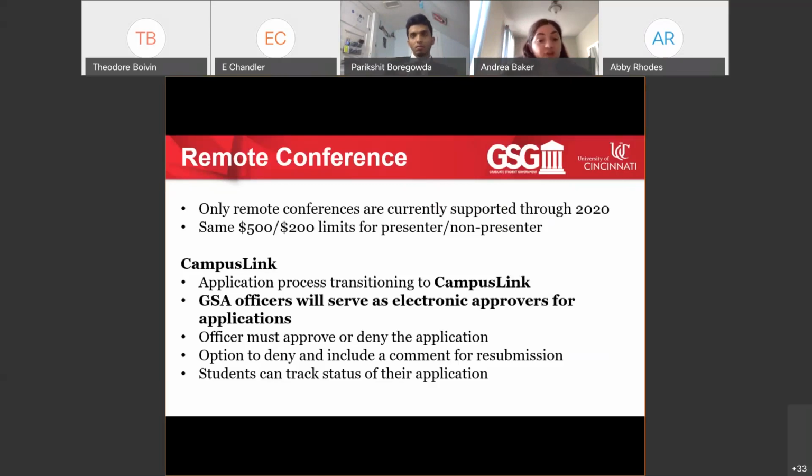So the other big change is that we are transitioning our application process through CampusLink. There are a number of reasons for this. One, it is in accordance with the new accessibility standards put forth by the university. We can no longer have fillable PDFs. Also, it integrates with our budget, so it gives us better record keeping and tracking. The other side of it is that instead of getting physical signatures, there will be electronic approvals.